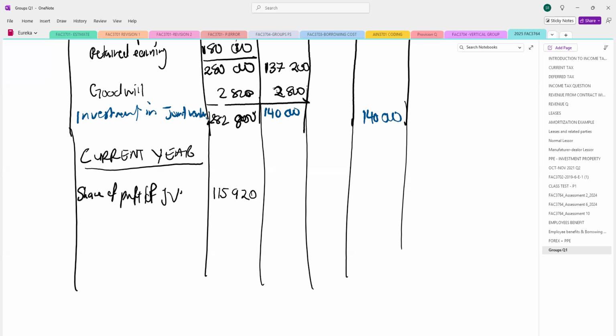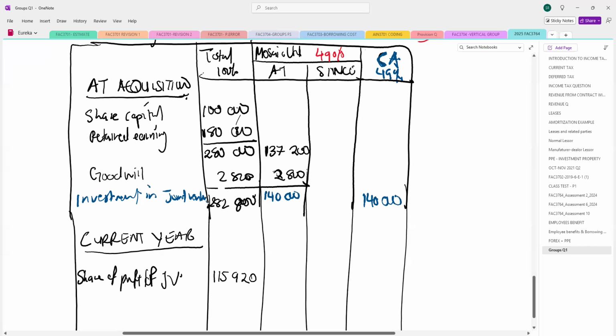So on my share of profits, we are only entitled to 49%. Unlike a subsidiary, where you actually take 100% of the figure, here you don't. You're only going to show that 49% in the total. So 115,920 multiplied by 49%. The only part that actually adds to my carrying amount will be that 49%. So in this case, it's 56,800. If rounded off, this is going to increase my investment in joint venture.